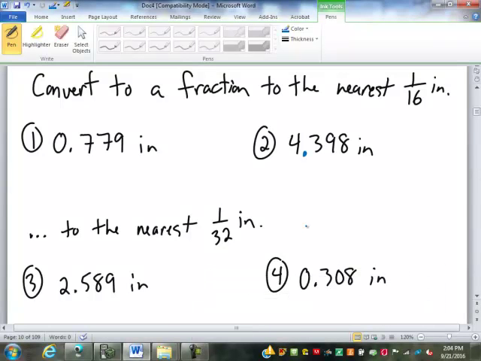So to get this to the nearest 16th of an inch, 0.779 over 1. We just turn it into a very simple fraction like that. Then what are we going to do to it? I heard someone try to say it there. What is it?